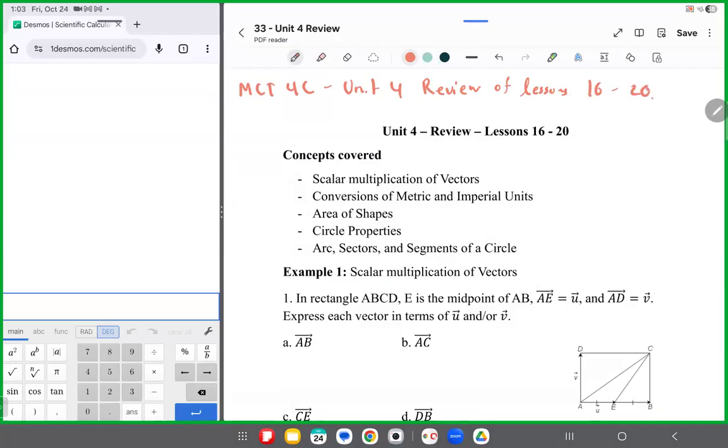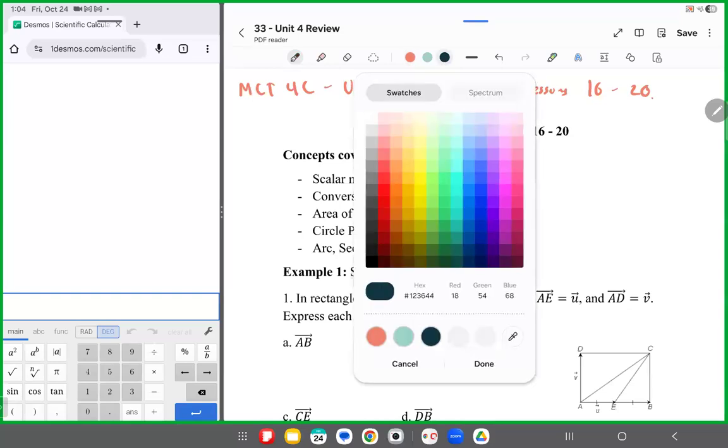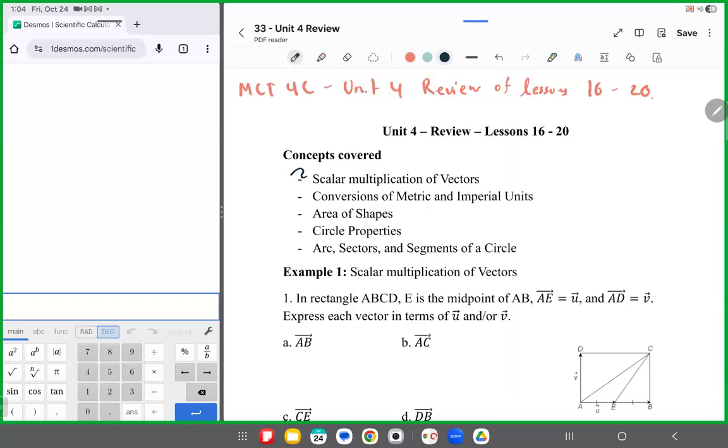And so what topics are we going to be reviewing? Well, we're going to be having a look at the scalar multiplication of vectors, conversions involving metric and imperial units, areas of shapes. This will include area of 2D shapes and surface area for some 3D shapes. Though note that the review on this will be much shorter just because in the lessons themselves, we go through an example of each of them.